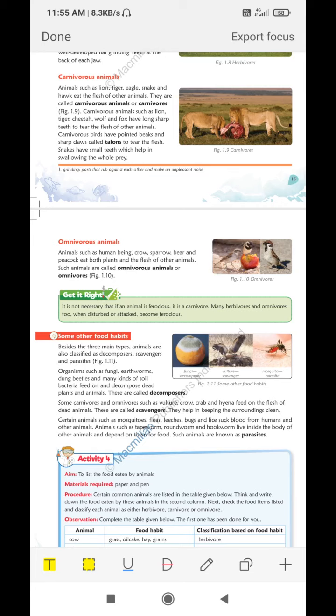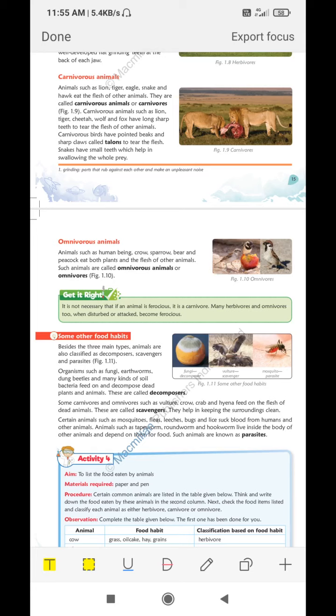Decomposers also, some bacteria will decompose the waste we are throwing out. Fungi, earthworms, dung beetles are eating the decomposed materials, dead plants and animals. The dead and decayed plants and animals they will eat. And those are called decomposers. You know that alga, do you know?